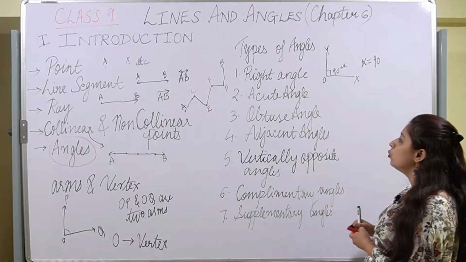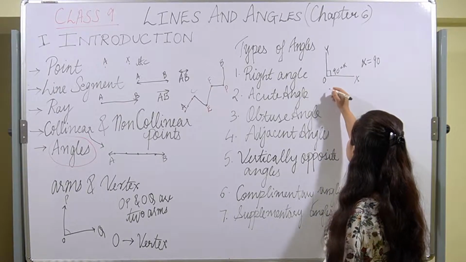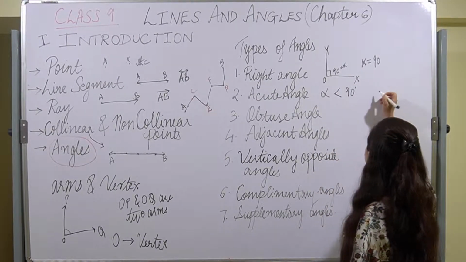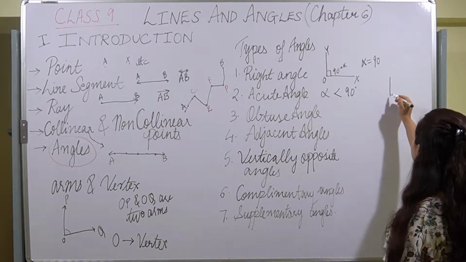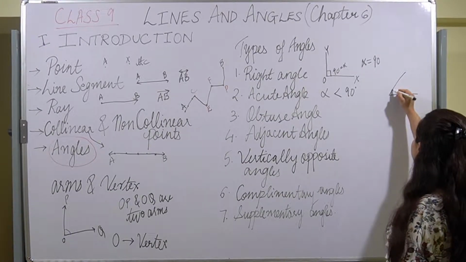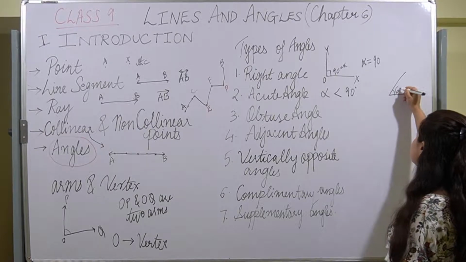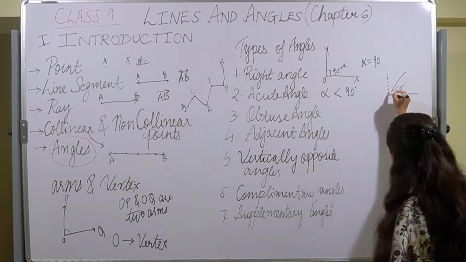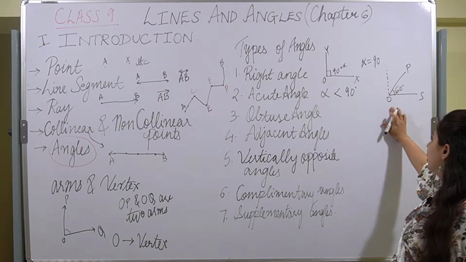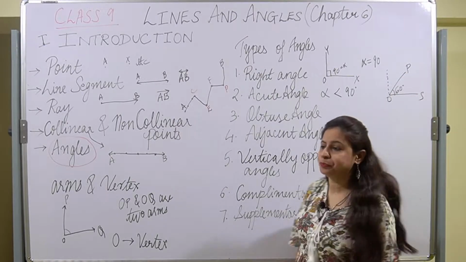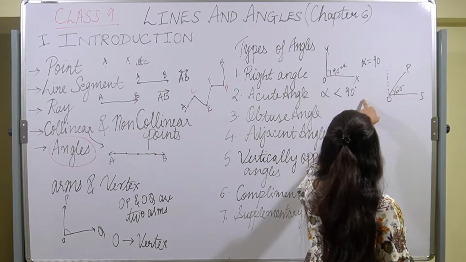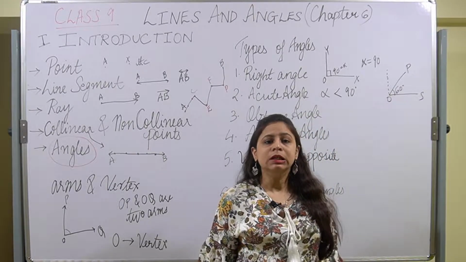Okay. Then acute angle. If my alpha is less than 90 degrees. So the two arms which are making an angle, and if they are making an angle less than 90 degrees, suppose 60 degrees, 90 degrees is over here somewhere, O, P, S. So my two arms are OS and OP, and the angle formed is less than 90 degrees, then it forms an acute angle.